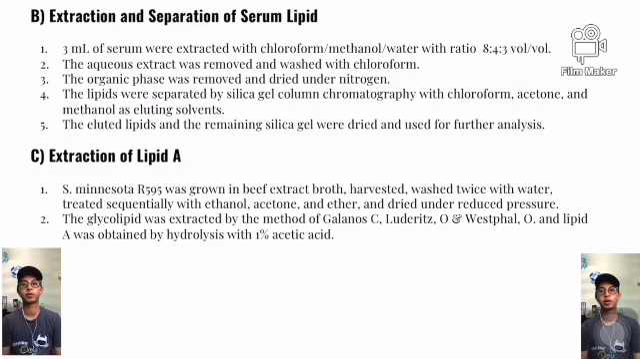The extraction of lipid A. Salmonella Minnesota R595 was grown in beef extract broth, harvested, washed twice with water, treated sequentially with ethanol, acetone, and ether, and dried under reduced pressure. The glycolipid was extracted by the method of Galanos and Lüderitz, and lipid A was obtained by hydrolysis with 1% acetic acid.